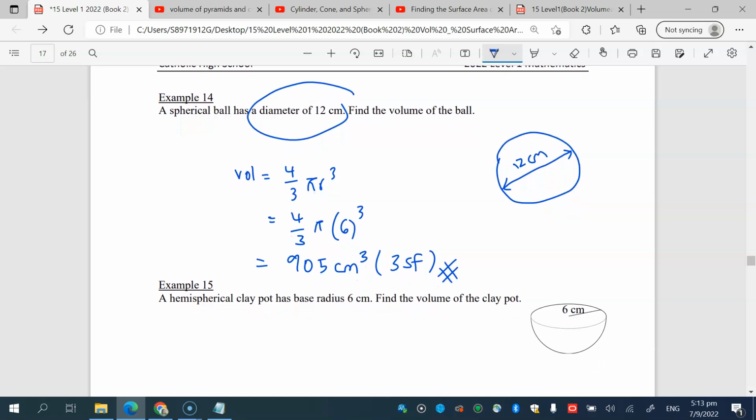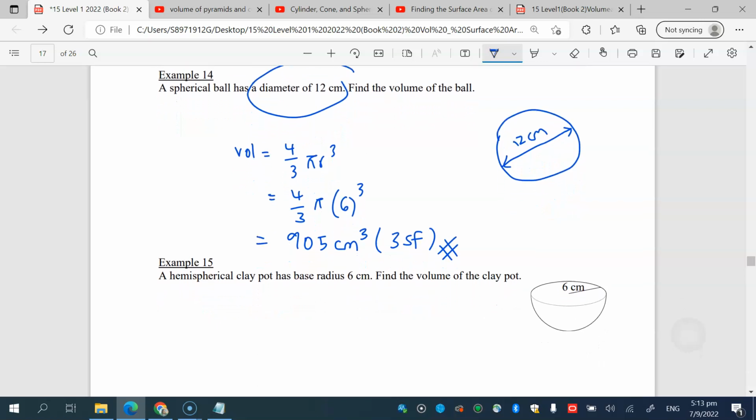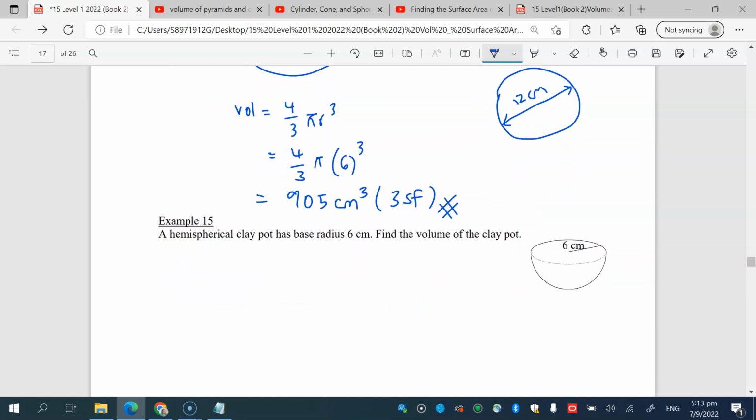A hemispherical clay pot has base radius 6 cm. Find the volume of the clay pot. So a hemisphere is just half a sphere. Things like a bowl, or in this case a clay pot, is a hemisphere, right? And it says the base radius is 6. Find the volume of the clay pot.